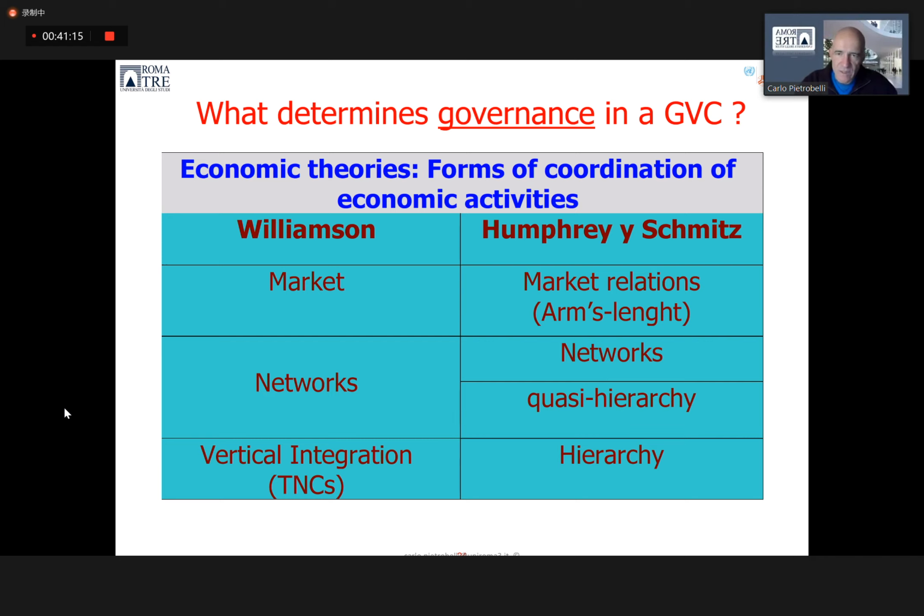And Humphrey and Smith further elaborate the Williamson theory, and they add an additional layer of complexity, writing about networks, which are intermediate solutions, intermediate forms of governance between the two extremes, the hierarchy and the pure market, and networks of different kind with larger or lower presence of hierarchy in the relationships among firms.